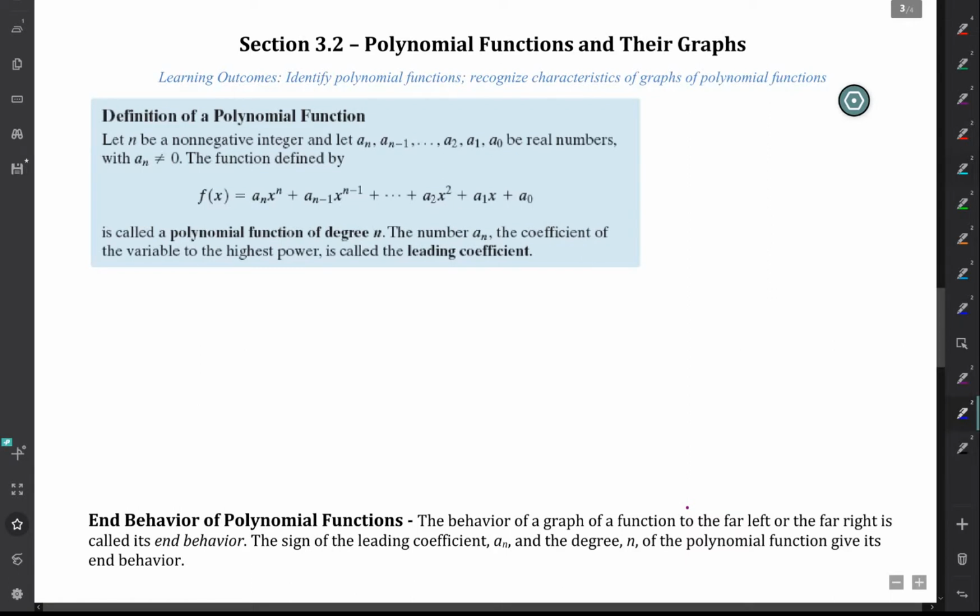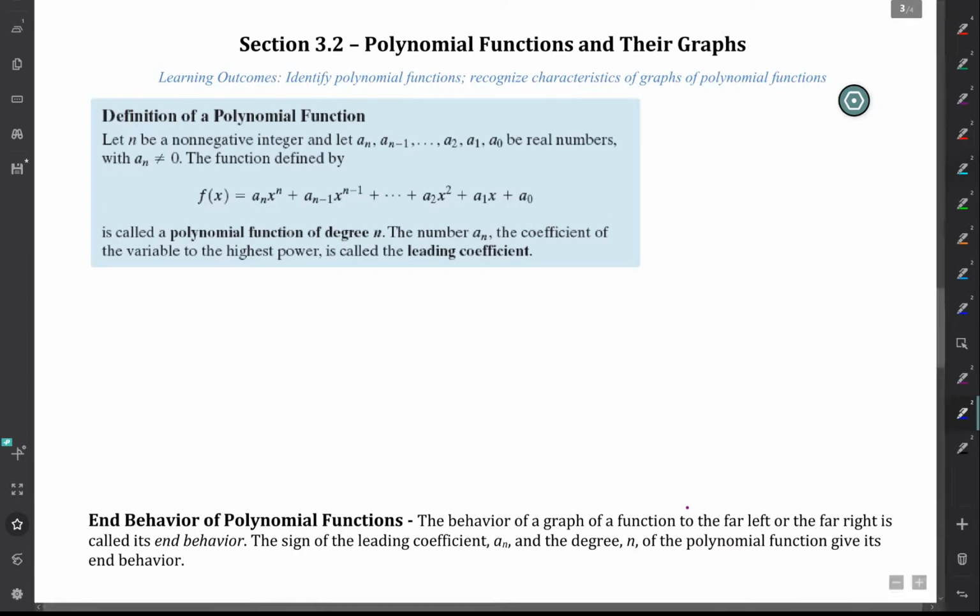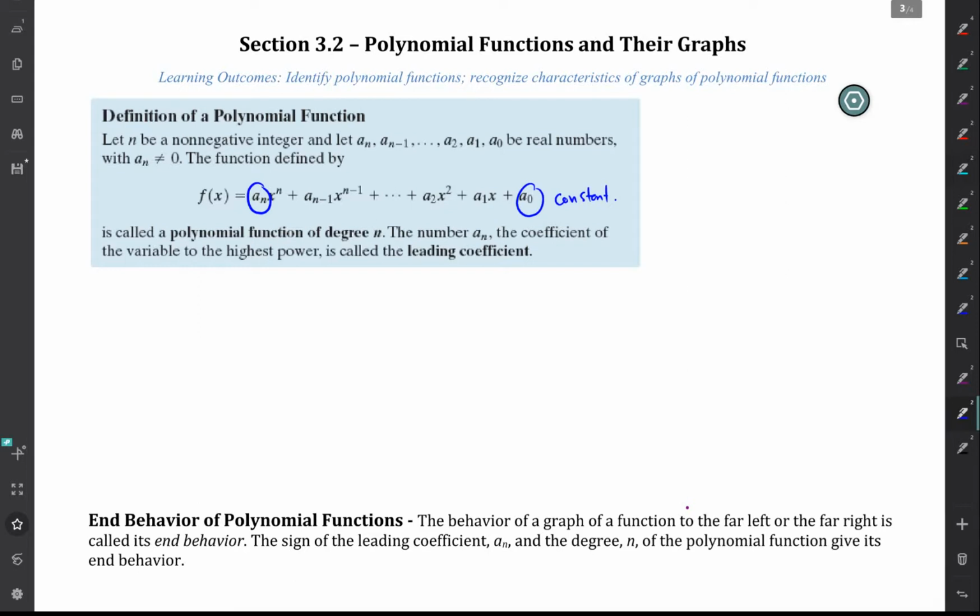So the idea here is that you have a whole bunch of real numbers, a_0 through a_n, and then you have those things multiplied by powers of x. So it's really just sums of powers of x where you allow the coefficients to be real numbers. And a_n is called the leading coefficient, and a_0 is called the constant term, because a_0 is a_0 times x to the 0, or 1.